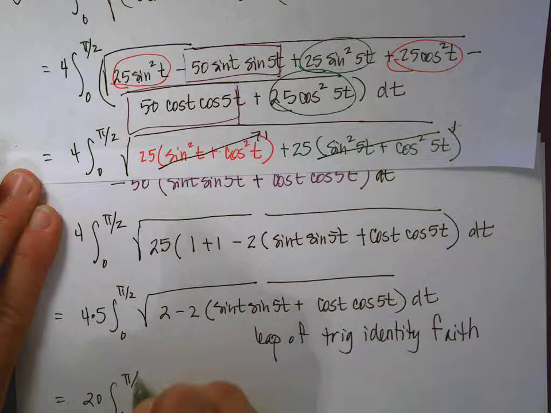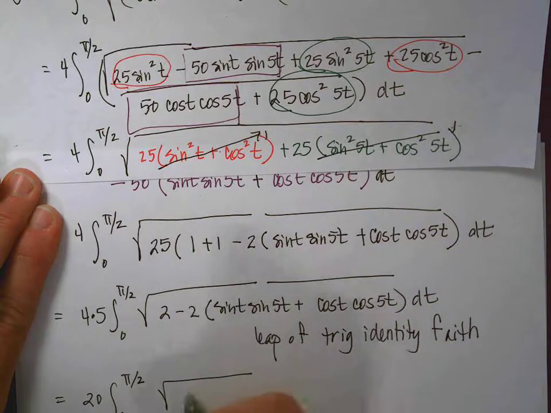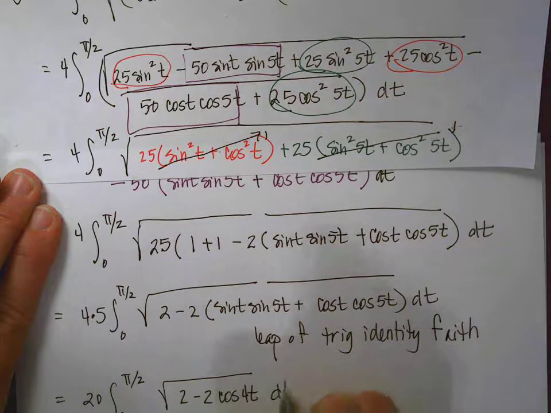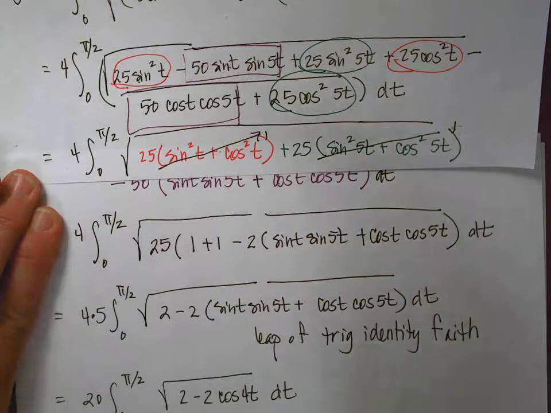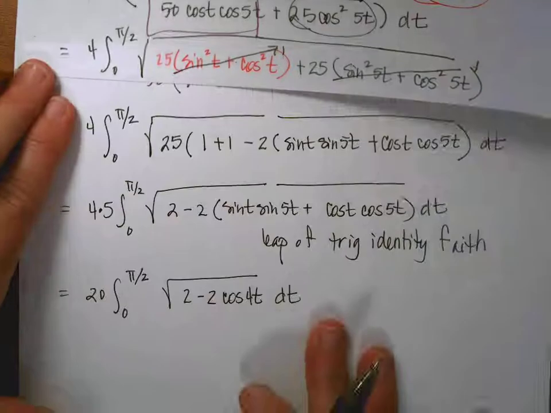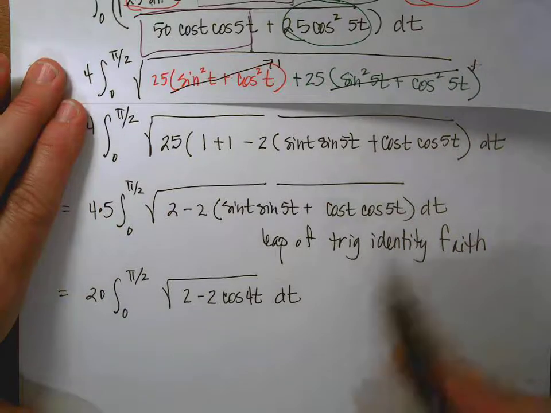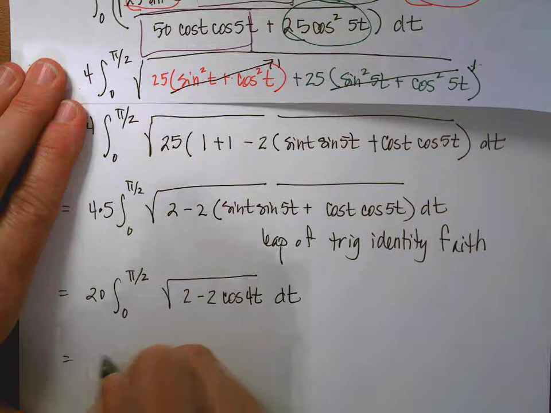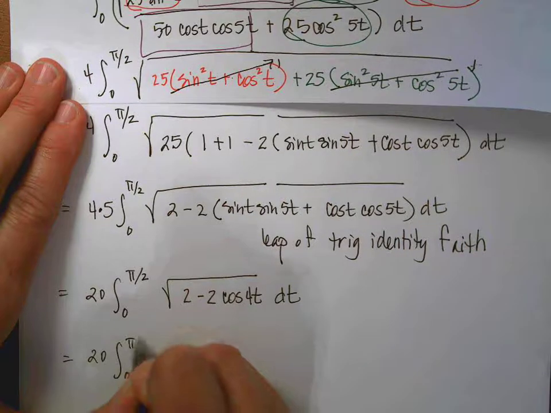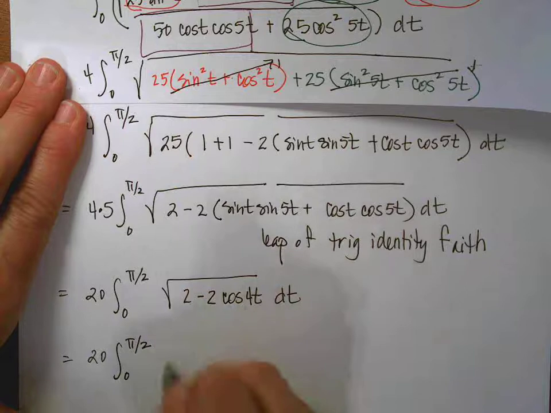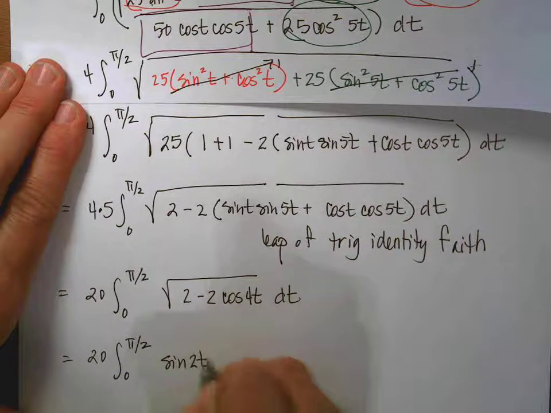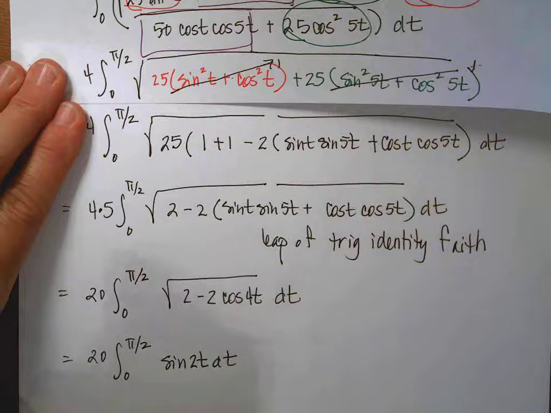faith. So we're going to make a leap of faith, and we're going to get that this is 20 times the integral from 0 to pi over 2 of the square root of 2 minus 2 cosine 4t dt. That was pretty entertaining, and it's actually one of the sums, so it's not horrible. But I'm going to ask you to make another leap of trig faith, and so this is going to be 20 times the integral from 0 to pi over 2, and the square root of this guy is going to be the sine of 2t dt, okay?